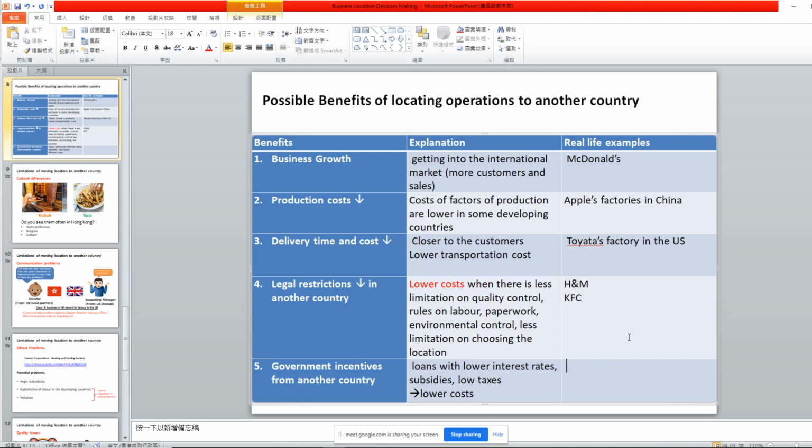Okay, but you can see, so many developing countries, they all have government incentives for the MNCs. Like Fiji, China. Yeah, so many developing countries, you name it, right? They all have a series of government incentives for MNCs. Okay, but not Hong Kong.